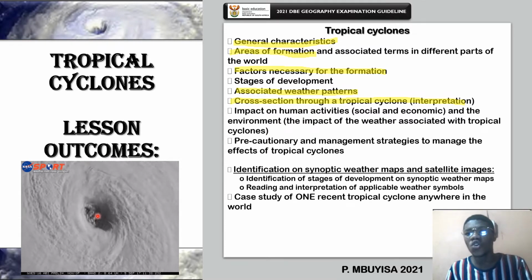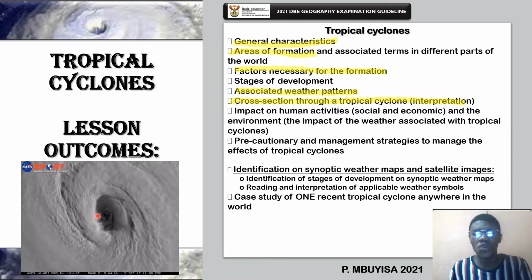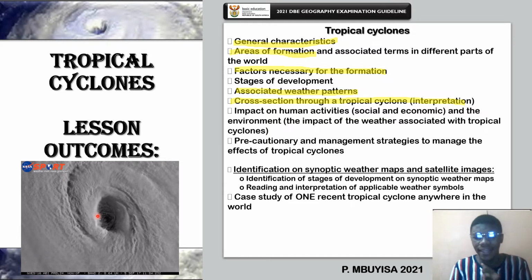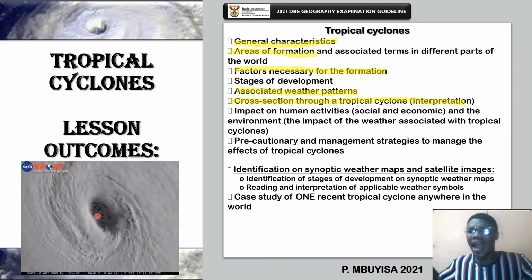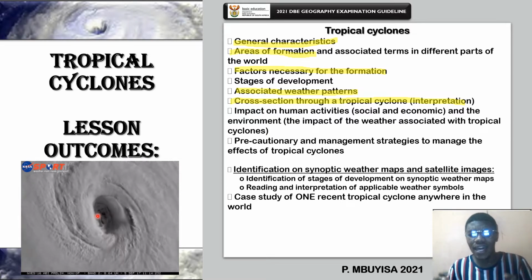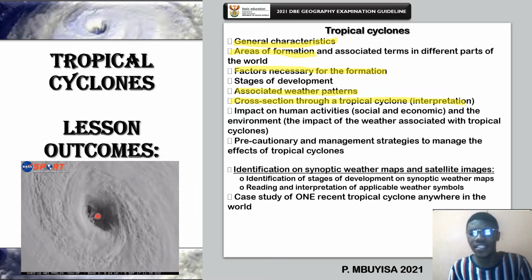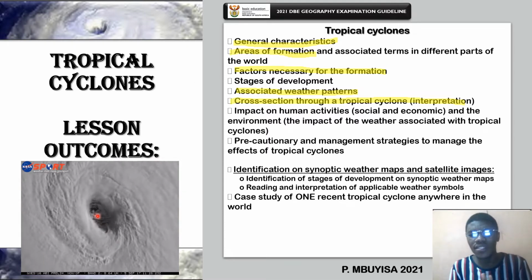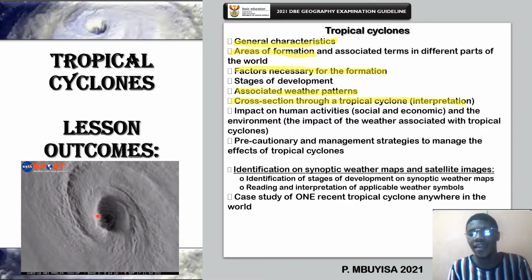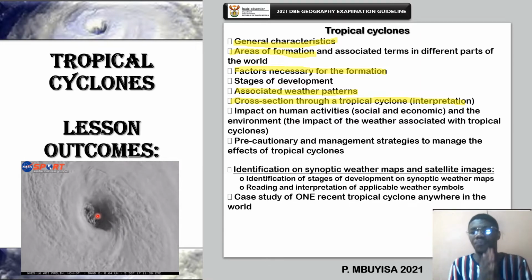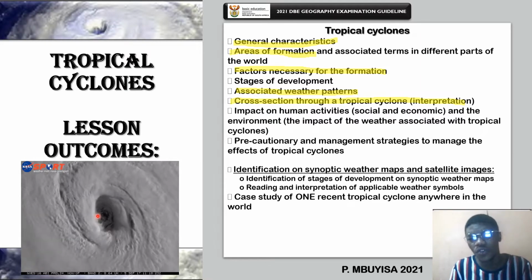Now, so we say that these systems, because of these clouds, are associated with heavy rainfall, hail, storm surges, and hurricane winds that are so strong that they lead to damage to infrastructure. And that's why we say we need to take precautions when these systems affect us. So those are some of the general characteristics of tropical cyclones.